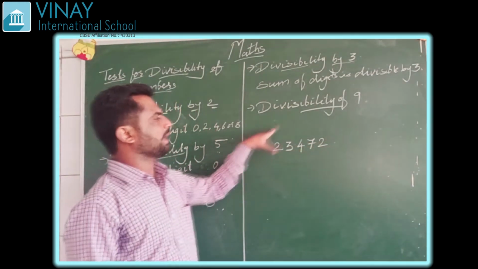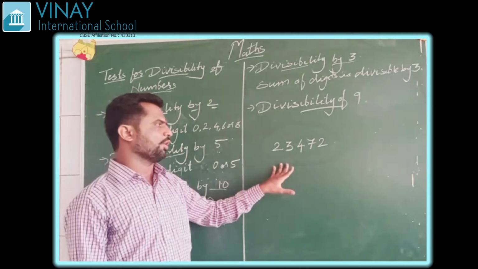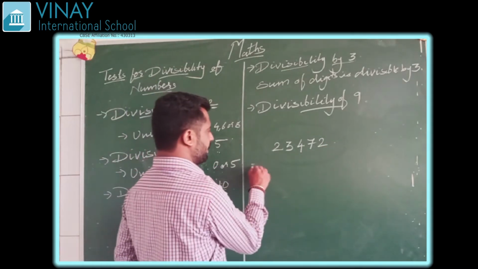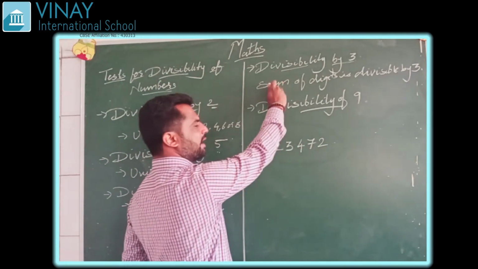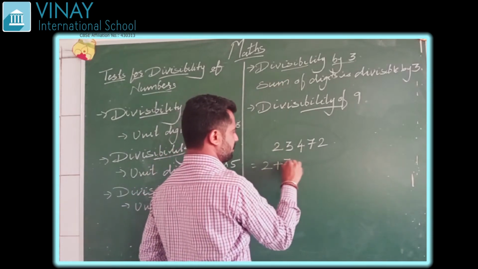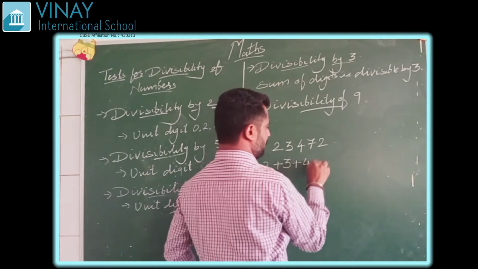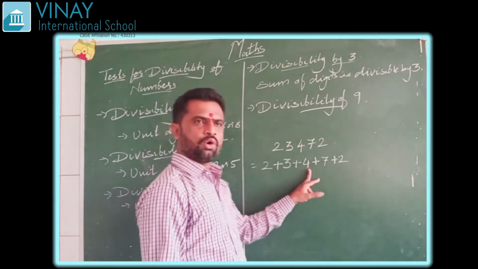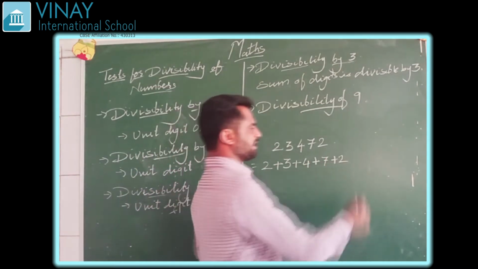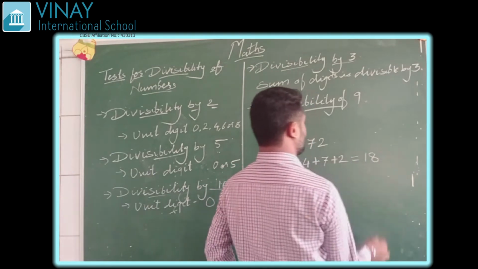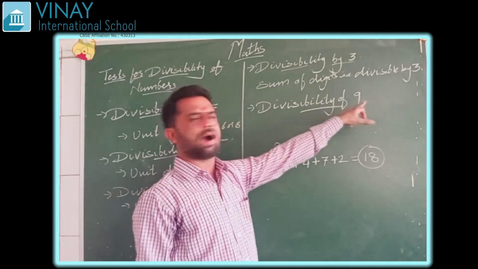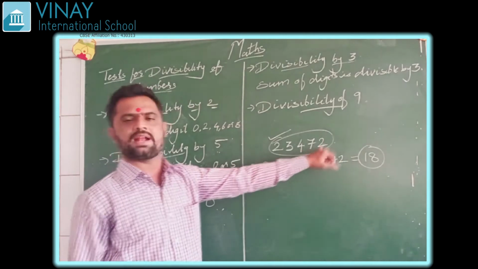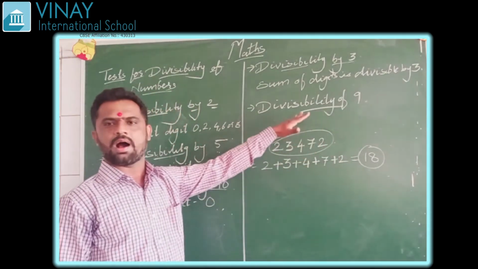23,472. We don't know whether this number is divisible by 9 or not. If we need to find out whether it is divisible by 9 or not, first what we need to do is, as we had done in divisibility by 3, we just need to add the digits and find out the sum of digits. 2 plus 3 is 5, 5 plus 4 is 9, 9 plus 7 is 16, 16 plus 2 is equal to 18. Now this 18 is divisible by 9 and that's why this number 23,472 is divisible by 9.